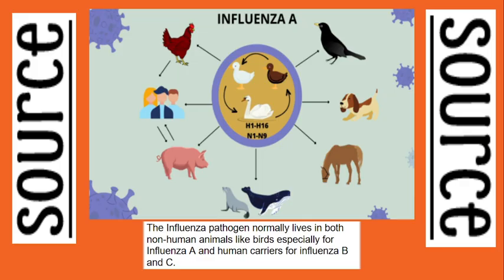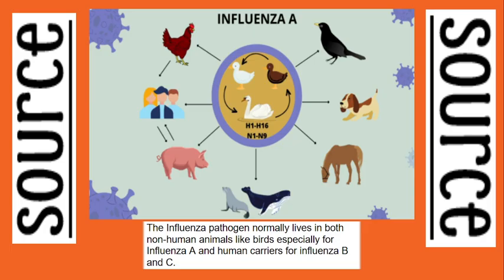Influenza source. The influenza pathogen normally lives in both non-human animals like birds, especially for influenza A, and human carriers for influenza B and C. Influenza does not survive long in the general environment. They normally live in animal reservoirs and in human carriers. Influenza does not persist long in soil, water, or surfaces. It needs a living host.